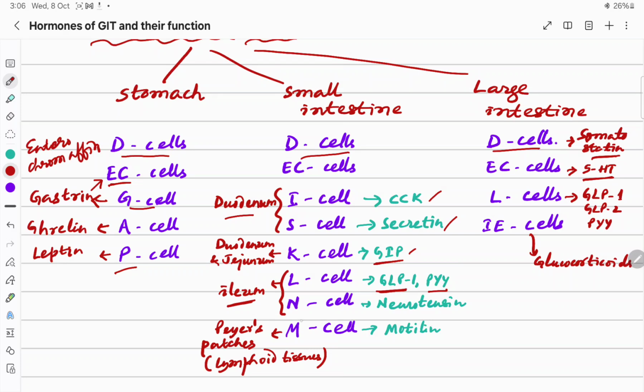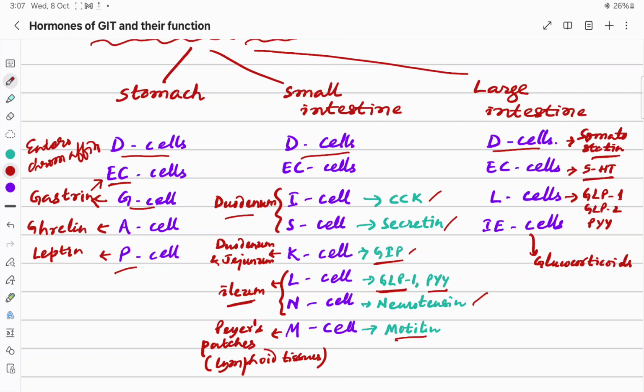In the ileum there are also N cells which release neurotensin. In the small intestine, the other enteroendocrine cell is the M cell, which is located in the Peyer's patches in the lymphoid tissues. They secrete motilin, which has functions like motility of the GIT, and they also have immune functions.